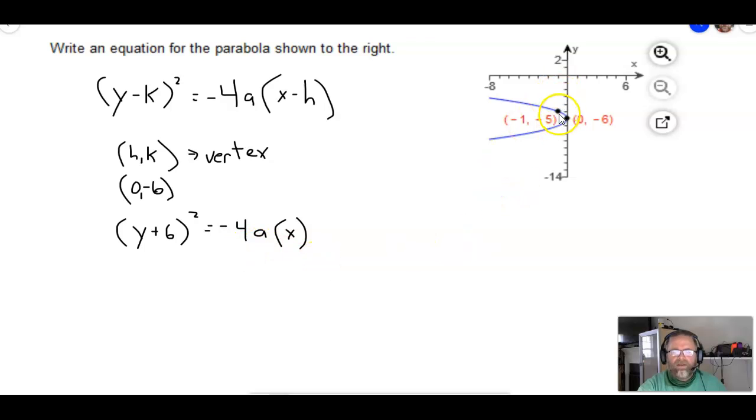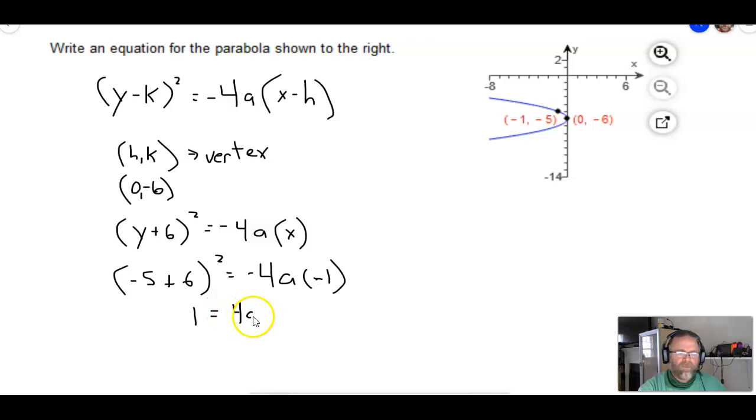They do give me a point other than the origin, and that's at (negative 1, negative 5). So I'm going to replace the y here with negative 5, plus 6, quantity squared, is equal to negative 4a times that x they give me, which is negative 1. Negative 5 plus 6 is 1, and 1 squared is 1. So 1 is equal to, the negatives cancel out, 4a. In this case, a is equal to 1/4.